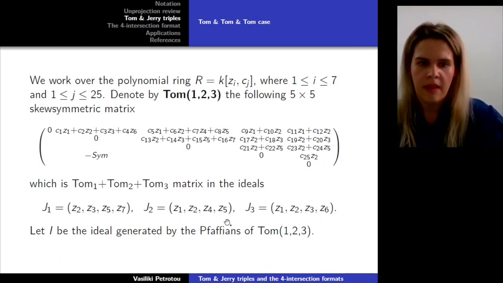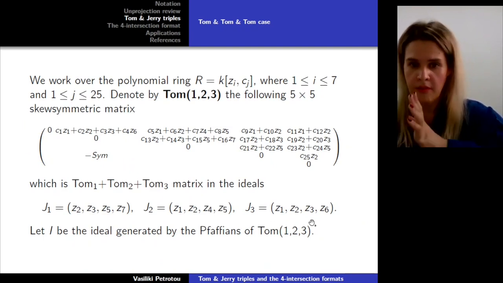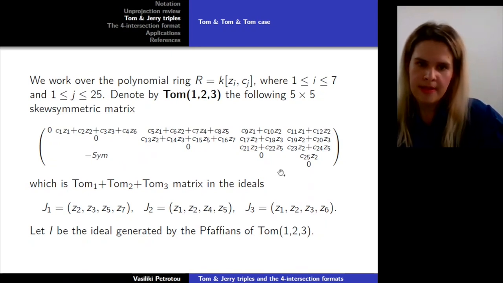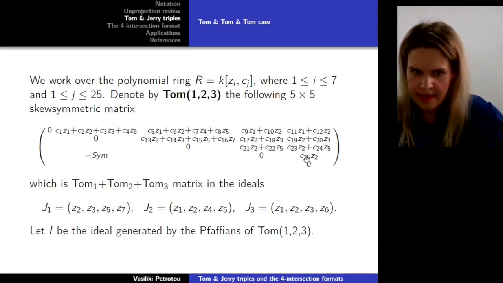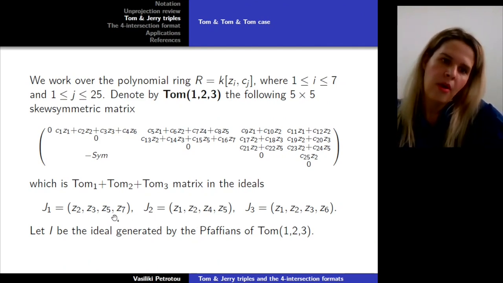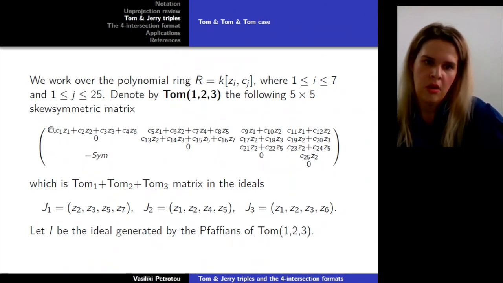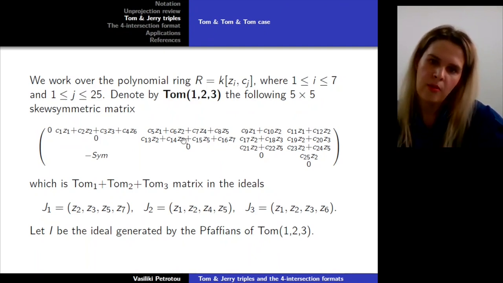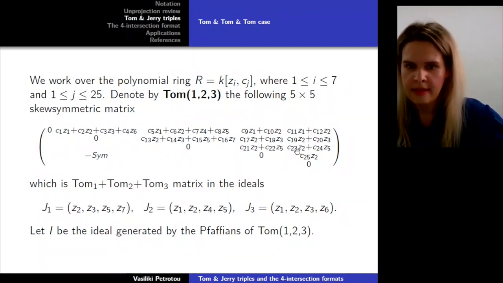Assume that we have these ideals, C1 up to C3, we fix them, and we consider this matrix. The claim is that this matrix is a Tom 1 plus Tom 2 plus Tom 3 matrix in this ideal. First, we should check that it's a Tom 1 matrix in the first ideal. So we delete the first row and the first column of the matrix, and if we check the remaining entries, we can see that this part of the matrix is contained in ideal J1.